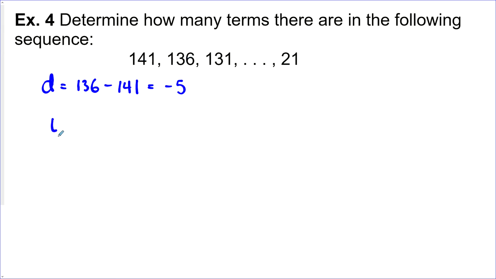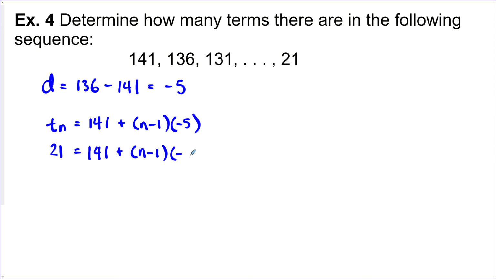So let's set up our general term. Tn is equal to the first term, 141, plus n minus 1 common differences. Now, we actually know the last term is 21, so we can put that in here for Tn and then solve for n. It will tell us what term 21 is. So 141 plus n minus 1 times negative 5. Okay, and now we just do some algebra and solve for n.